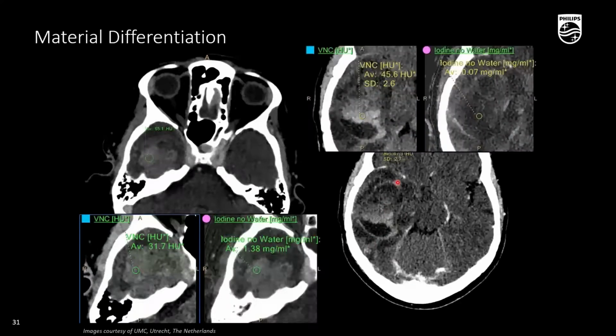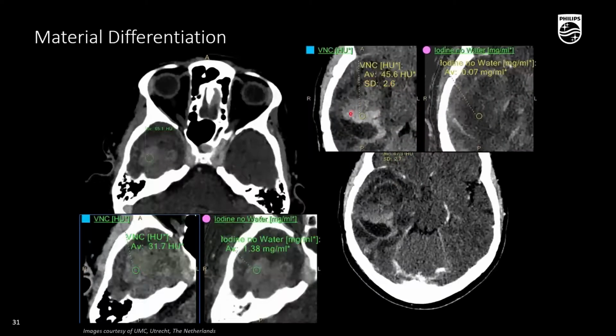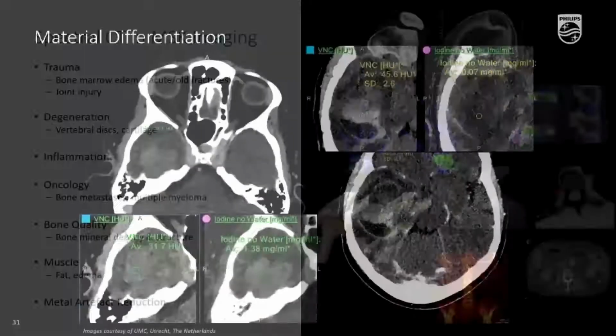In this case, it's actually the opposite. So we have the signal here and we see a Hounsfield unit of 47. The virtual non-contrast is 45. So pretty much the same, and no iodine. So in this case, this would be a bleed. And then we can really make that distinction here.